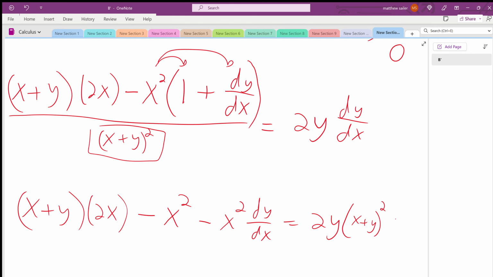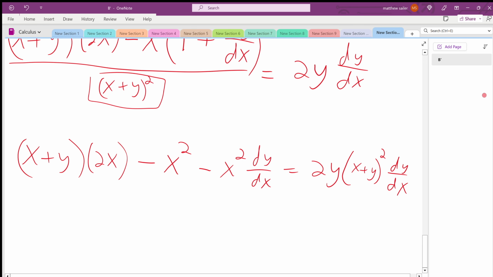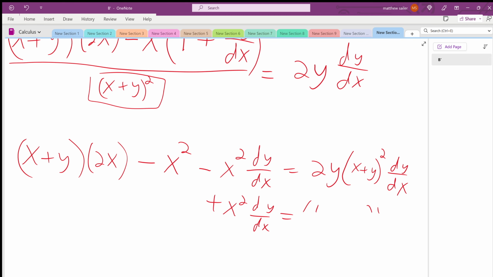squared dy dx. Alright, now I'm going to add to each side this term here, because this is the only one on the left hand side that has the dy dx. Rather than write that again, it hasn't changed. That's going to be plus x squared dy dx.